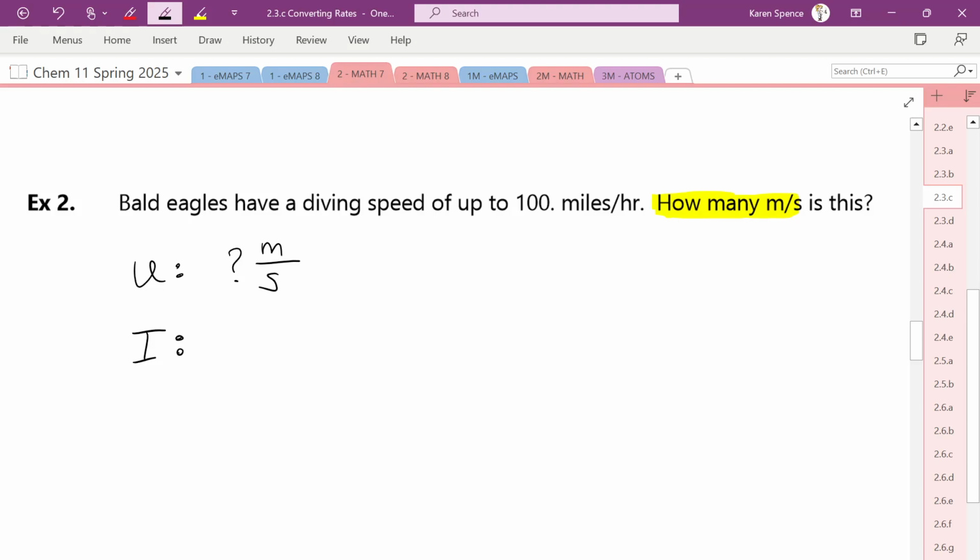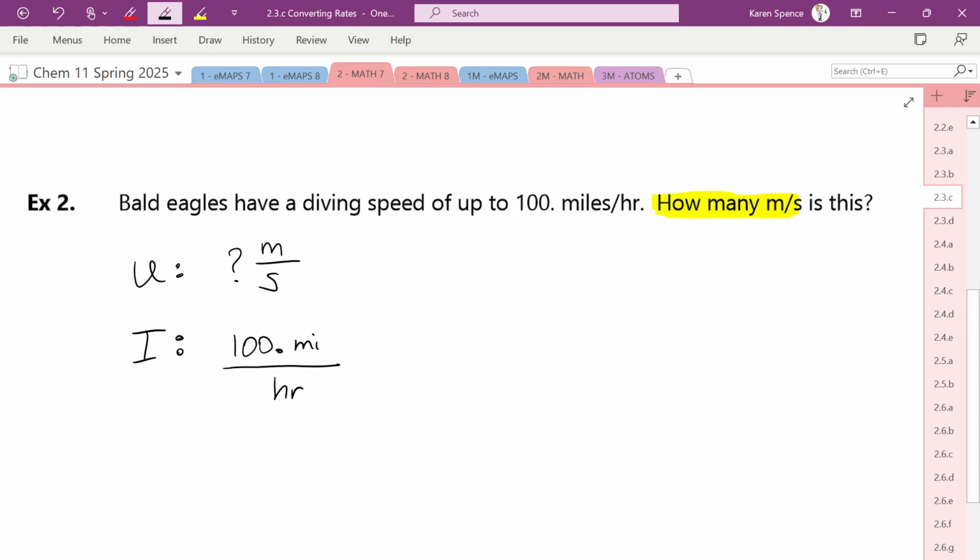You only got one number. There's only one choice, right? Yeah, it has to be 100 miles per hour. How should I write that? 100 miles, no slash. Miles over hours.